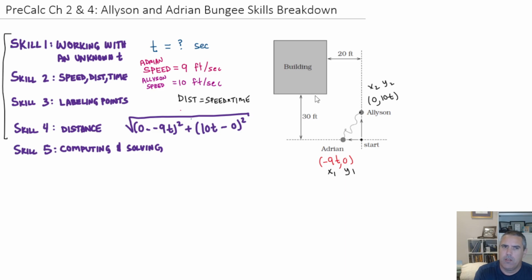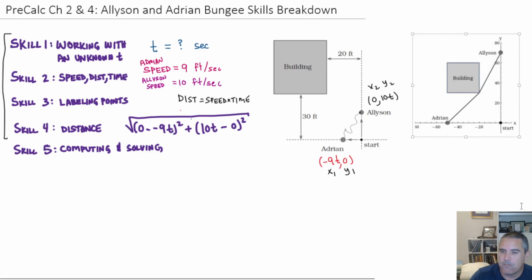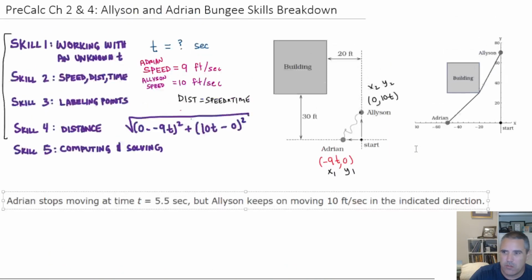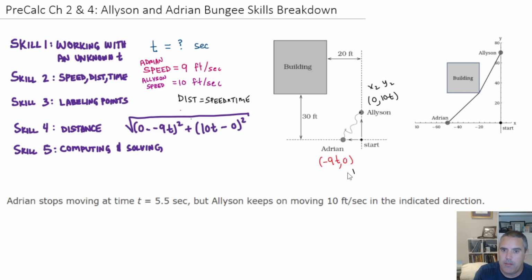Okay. So then you get to Chapter 4, and it asks you a new question. And it even gives you a new picture. Okay, so let's pull up the new question and read it. The other thing students are struggling with is reading questions carefully. That is a math skill. It's part of the math. So let's play this game. Adrian starts moving at 5.5 seconds, but Allyson keeps on moving at 10 feet per second.